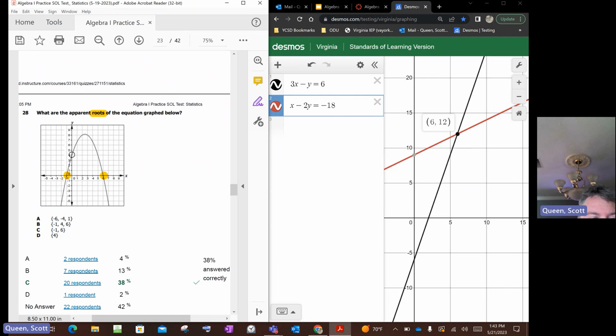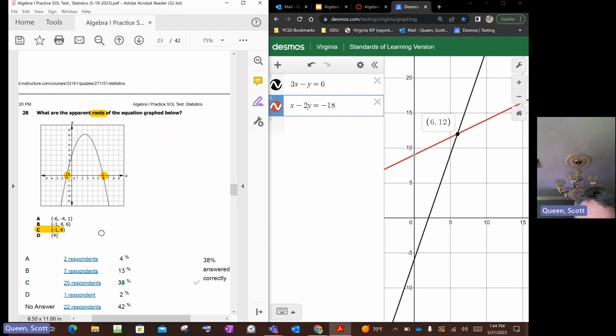So this one doesn't count. It is an intercept, but it's a y-intercept. But we don't need that. This asks for roots. A y-intercept is not a root. So -1 and 6. I see that right here.